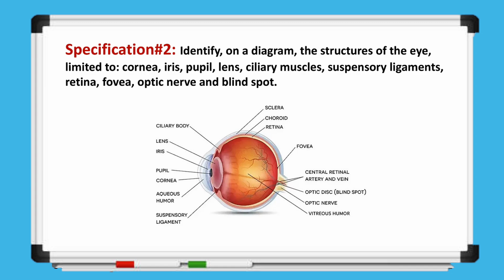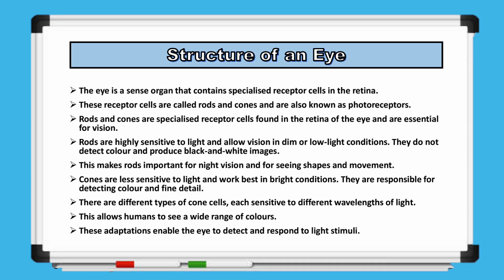These components together form the intricate structure of the eye, each with a specific role in detecting and focusing light to enable vision. So, when discussing the structure of the eye, it is important to note that the eye is a sense organ containing specialized receptor cells in the retina. These cells, known as rods and cones or photoreceptors, are vital for vision.